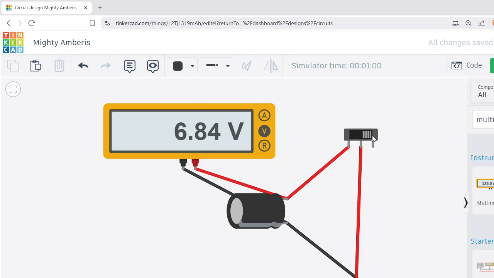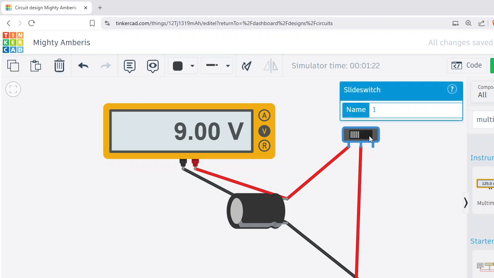Why? Because I have now disconnected the battery, and the battery is not connected to the capacitor anymore. But the multimeter is still showing voltage. Why? Because the capacitor was charged and it is now slowly discharging. It has come to 5.8 volts now. If I switch it on, it becomes 9 volts again. If I switch it off, it becomes whatever. Okay? Alright?